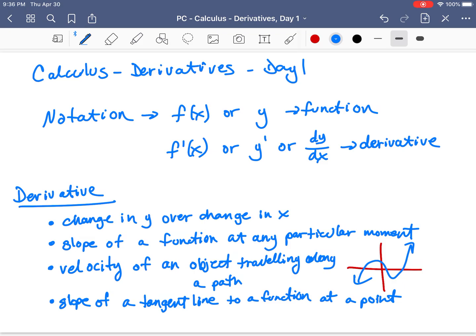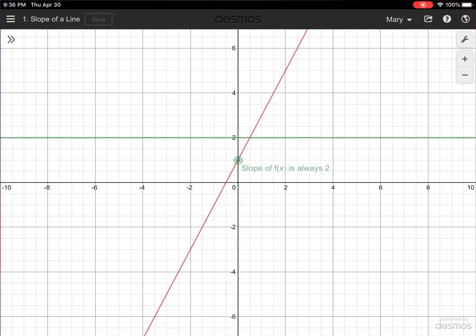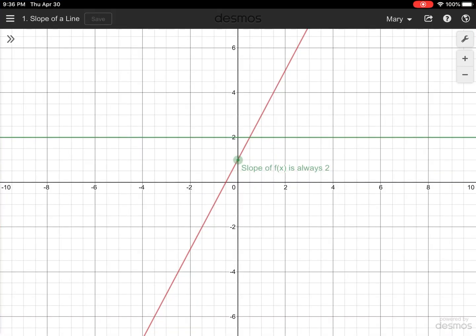All right, so I'm going to go to Desmos. I made some pictures here. Now, let's say you're given this function. So this function right here, this is a line. It's y equals 2x plus 1. That's the equation of this red line right here. So the slope of a line is always the same. So if I move this dot here, the slope never changes. It's always 2. And so when you graph the slope of this line, it would be this green line right here. It would just be always 2. All right, we'll come up with some more examples in a second on that.